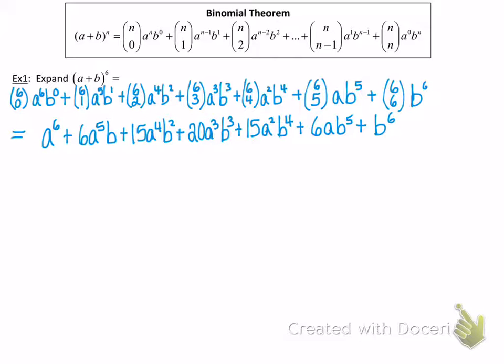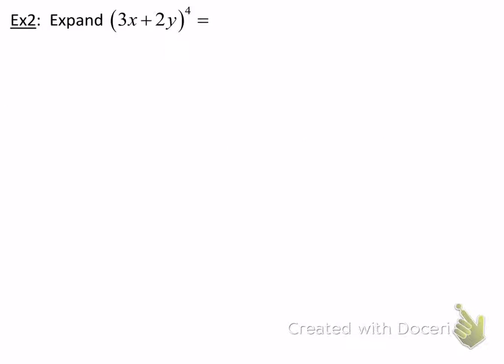Okay, so these examples that we just did are pretty simple. You can do them pretty quickly, but where it gets a little bit more involved is where we have coefficients, like in this example. So what we're going to do is our first full term is 3x and our second is 2y, and that's important to note. So I'm going to start by writing my combination, 4 choosing 0. And then I have a. Instead of it just being a, now a is 3x.